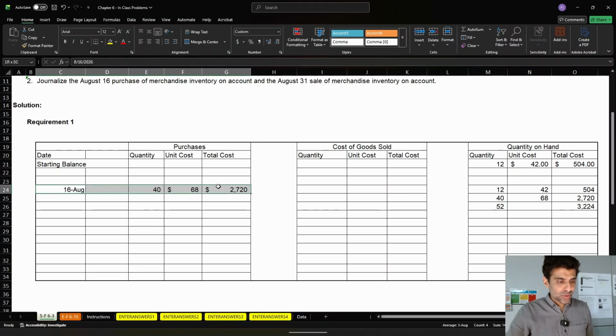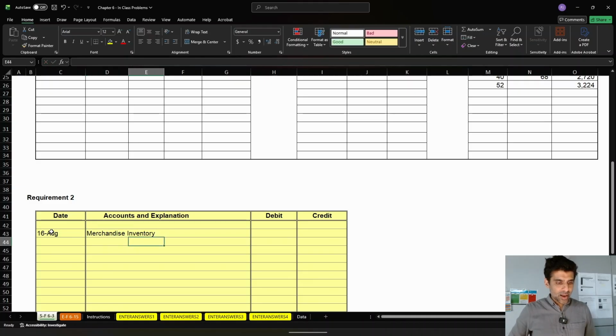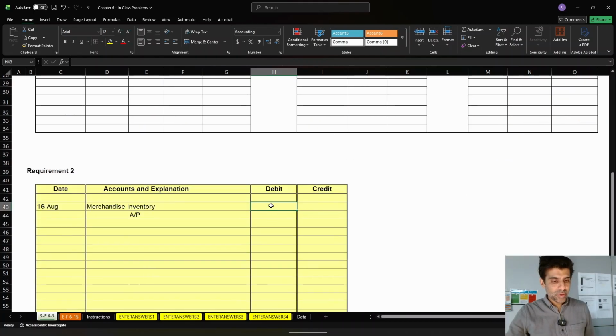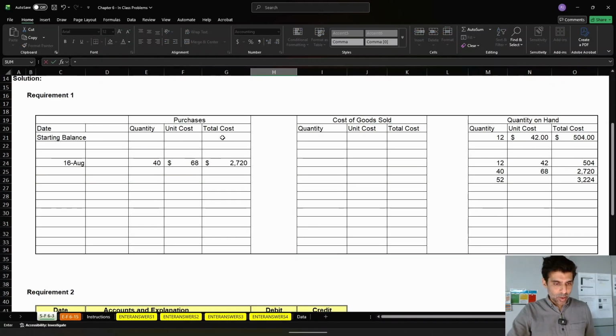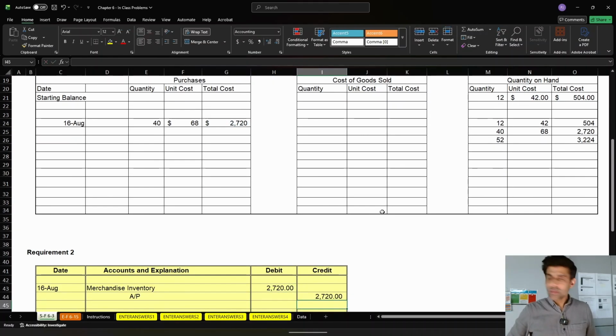Let's just do the journal entry for this August 16th. On August 16th, we're buying inventory, so merchandise inventory is debited. And we can assume accounts payable. It doesn't explicitly tell us, or actually does it? Let's see, purchase. Yes, it says on account, so it's accounts payable, and the sale was also on account. We just got the number from here. This is the total value of that purchase. So that's our journal entry for the first transaction.